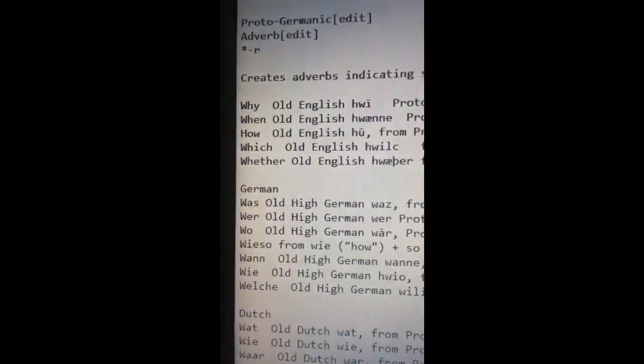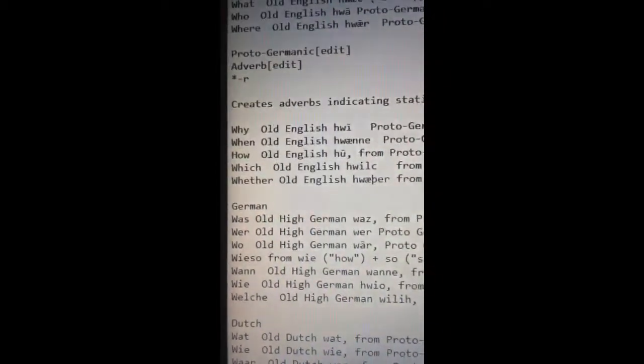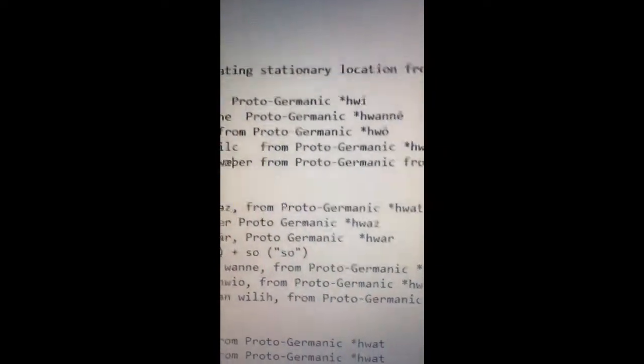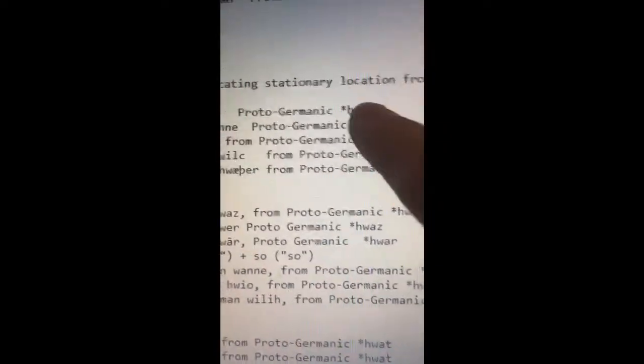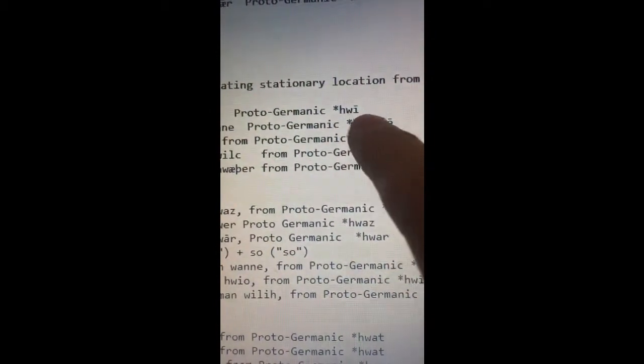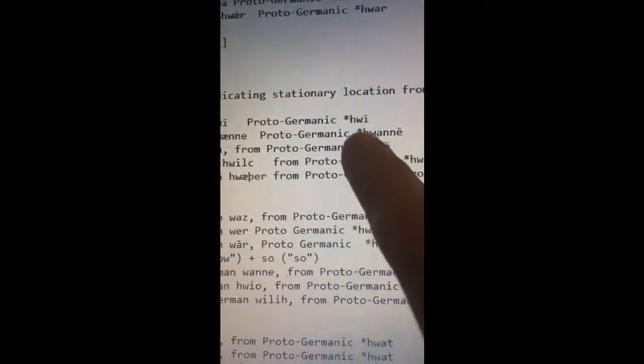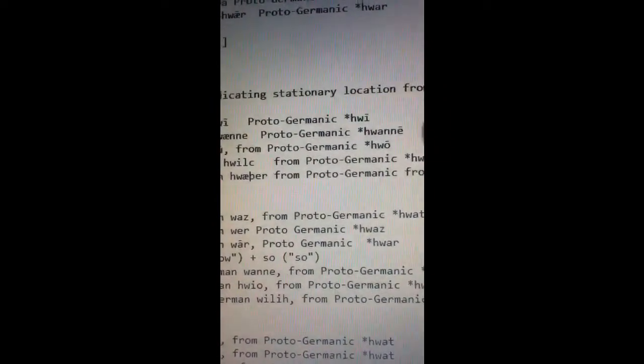We have the word why. So the word why comes from Old English hwī, which comes from Proto-Germanic hwī. Now this is the instrumental case of the word hwas. Now the instrumental means when you work with something.